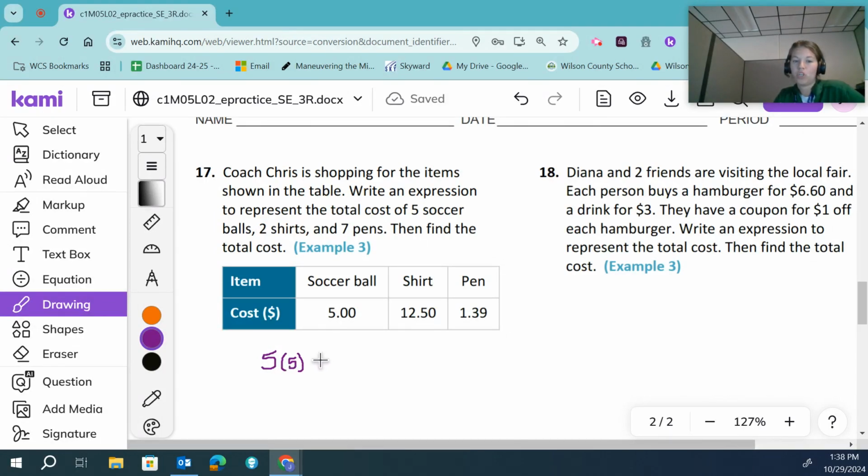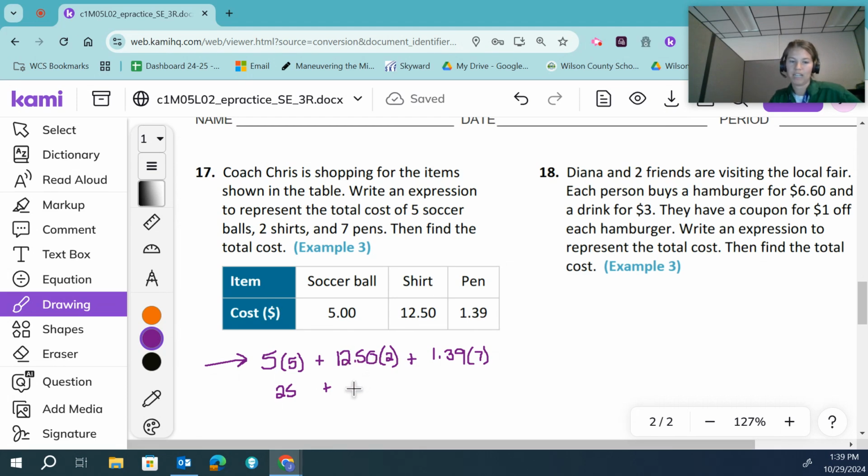Then I'm going to buy 2 shirts, so I'm going to add the cost of the shirts. That's $12.50 times 2. And then I'm going to add the cost of the 7 pens, $1.39 times 7 pens. Now order of operations says we do multiplication first, then we will add them all together after. Because they're all separated, I'm going to do all my little multiplications. 5 times 5 is 25. So this here is my expression, and this work is me solving, or evaluating, the expression.